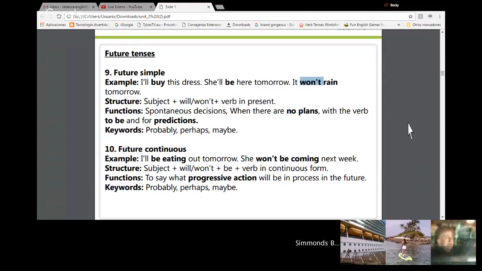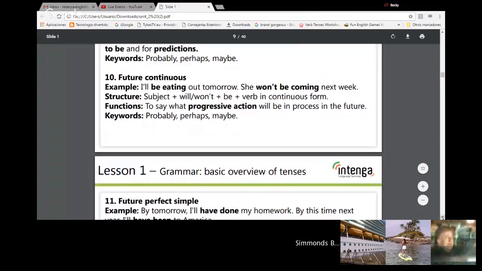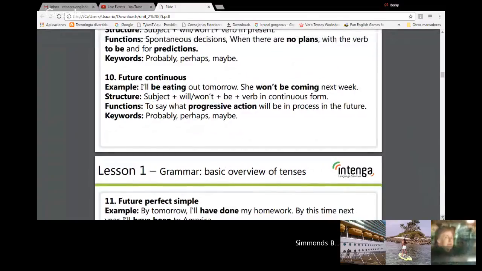Anna, is it more or less okay for you right now? I guess so. It's confused, complicated, but yes. I think I will use will always.